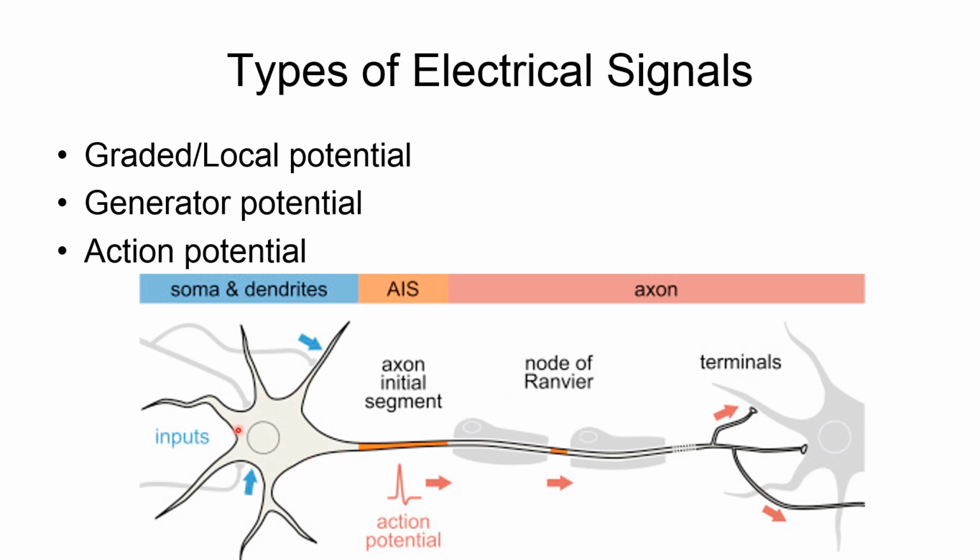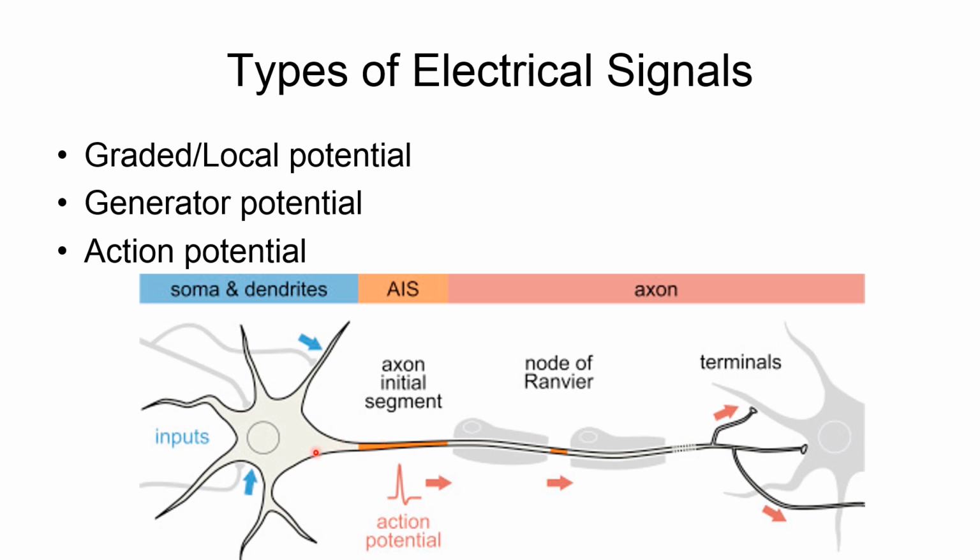So if 8 ions enter here and 5 are required, then, for example, 2 enter from here, 2 from here, 2 from this dendrite, 2 from here, and they will sum up here. And for example, 2 of them have been lost, and 6 reach here, or 5 reach here. They are sufficient to open the sodium voltage channel here in the axon.